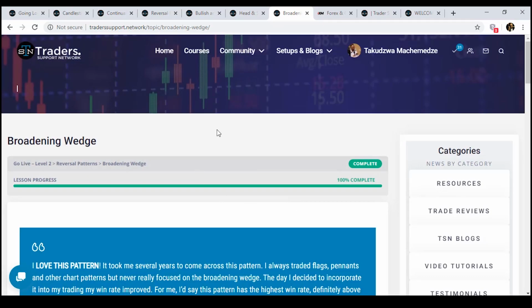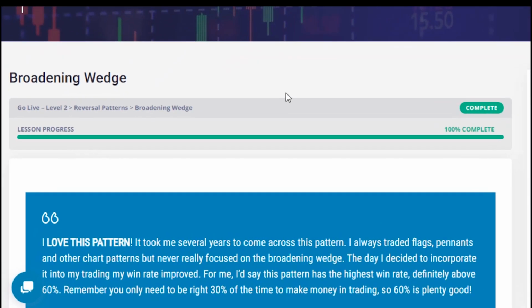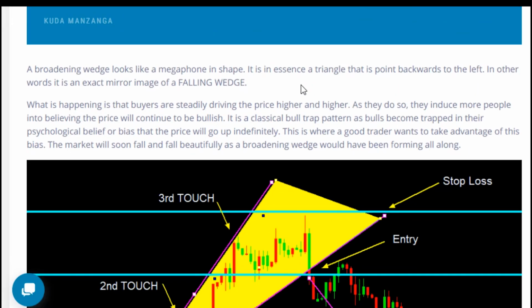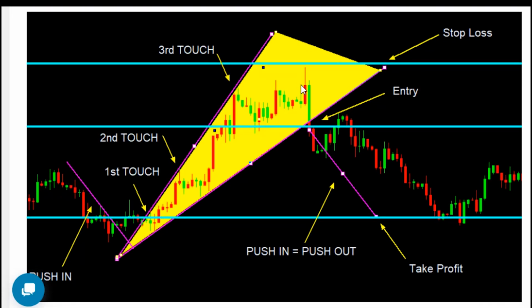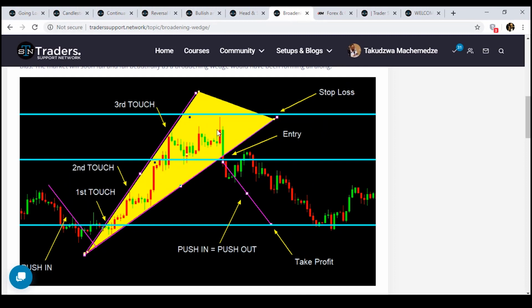From my own personal experience, this is probably the highest paying pattern out there. It took time to get to trade it, but once I did, very, very amazing results. They work over 70% of the time, so I have a win rate of about 70% when I trade these.